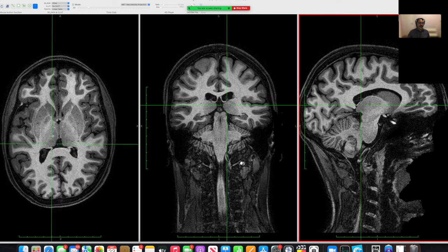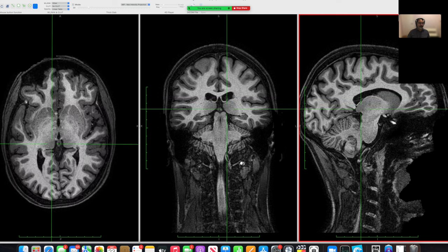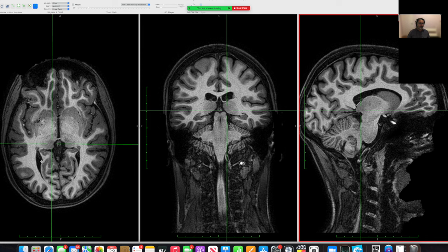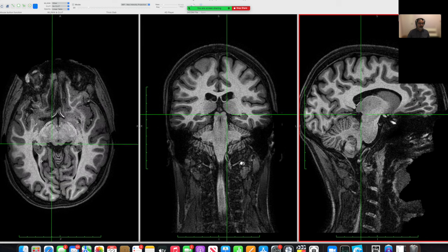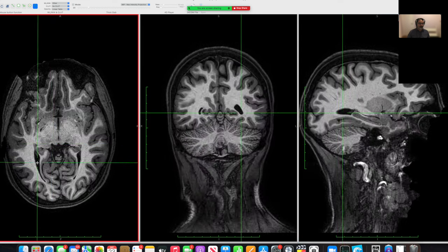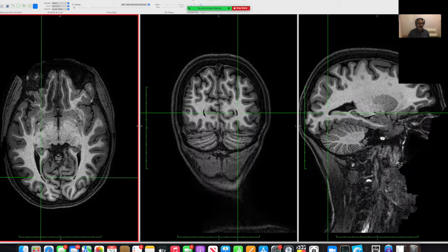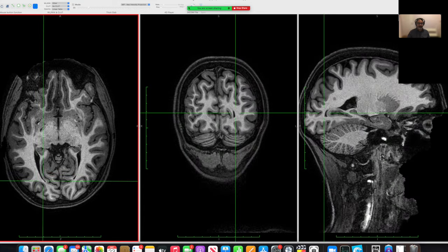And as you keep going inferiorly, the anterior horn finishes. But the occipital part, which I'm sorry, called the posterior horn, continues quite far down. So that's all the occipital part. So lateral ventricles are quite big.